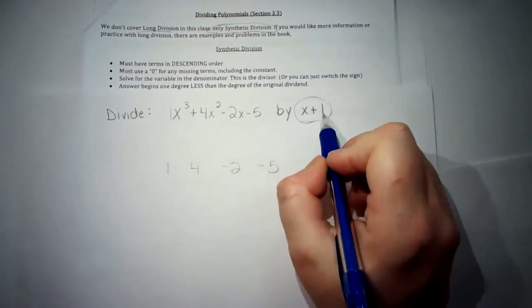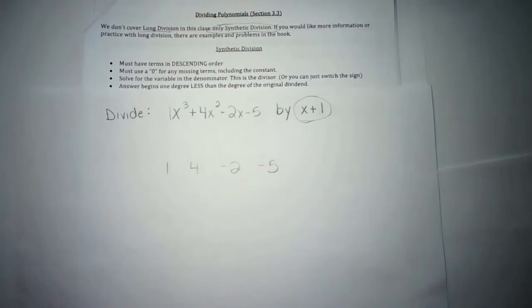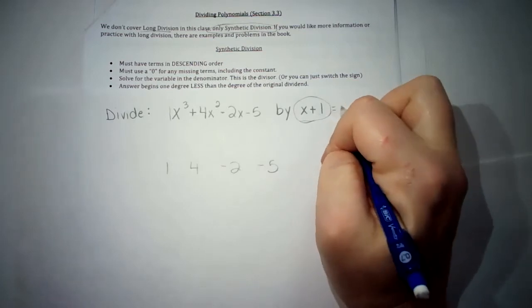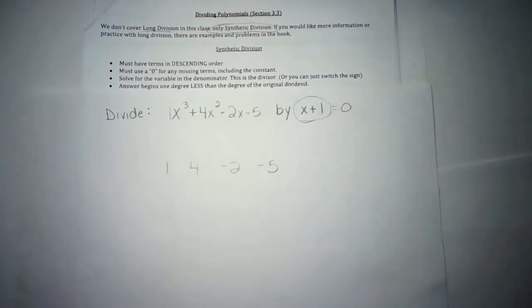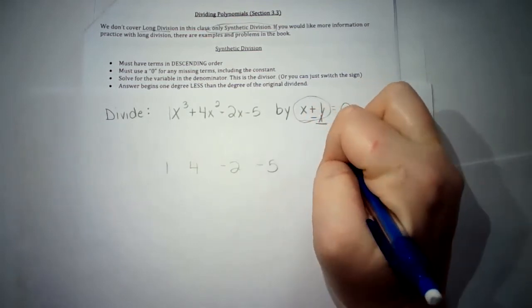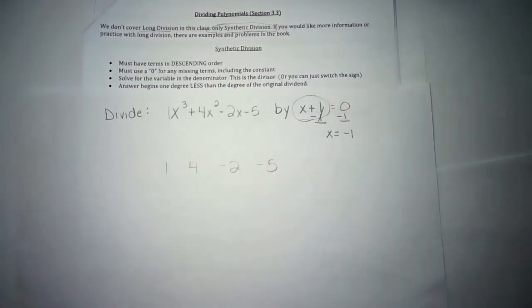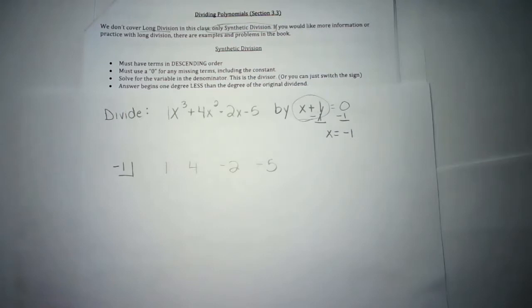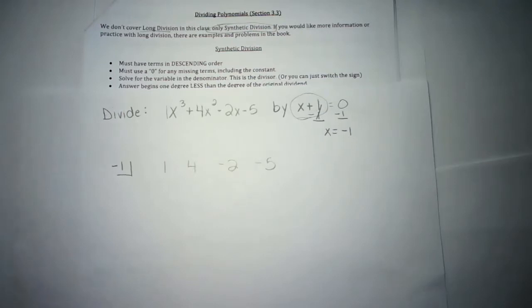Then we have to take our divisor and figure out what we are dividing by. So we're going to set it equal to 0, and we're going to solve for x. So if I subtract 1 from both sides, I'm dividing by -1. So I'm going to make a little shelf over here and stick a -1 on it. Okay, so let's stop right there and talk about that for a minute.